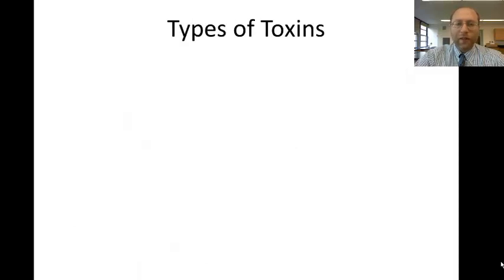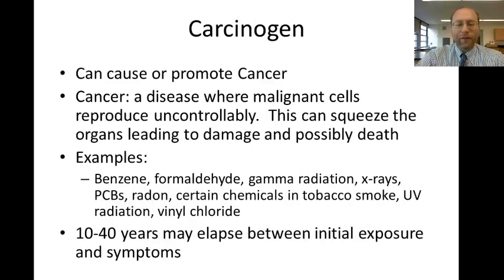Now, in this next section of this podcast, we're going to be looking at types of toxins. The first category of chemicals that we're looking at here are carcinogens. A carcinogen is a chemical that can cause or promote cancer. And cancer is a disease where malignant cells reproduce uncontrollably, and the tumor that they form can squeeze organs, and that can lead to damage and possibly death.